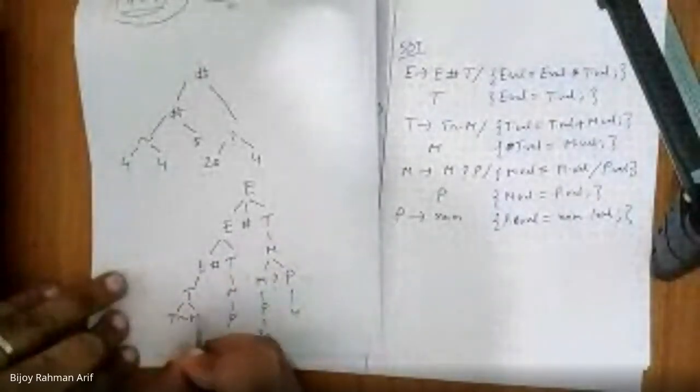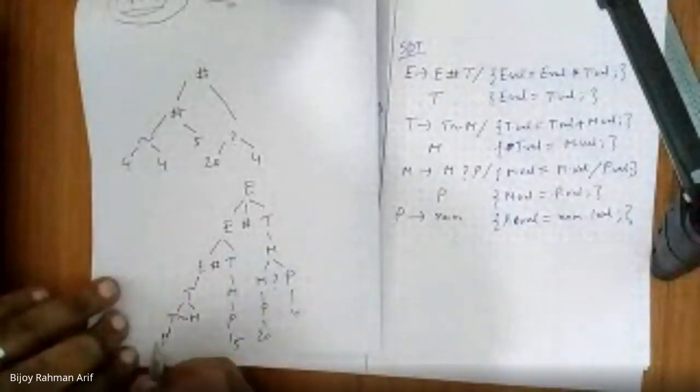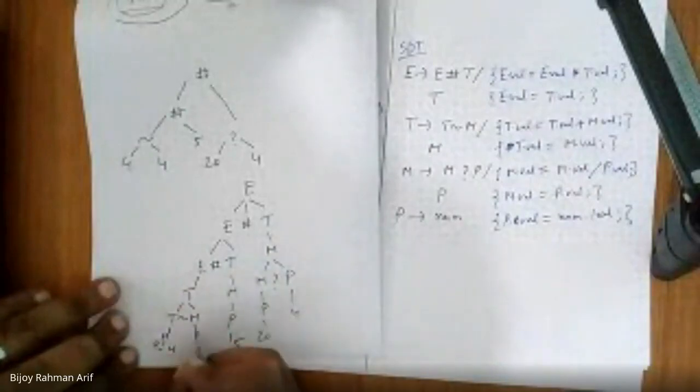Then this E would become again E hash T. Then this T would become M. M would become P, and this would become finally 5. This E would become T. Then this T would become T wiggle M. Finally, this T would become M, P. Finally, this would become 4. This one becomes P, this one becomes 4. So this is the parse tree.